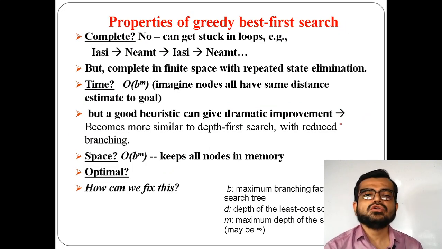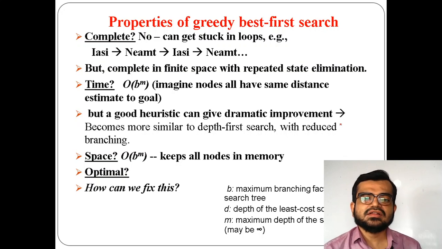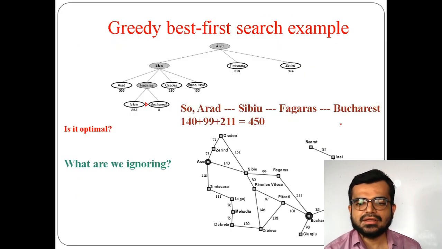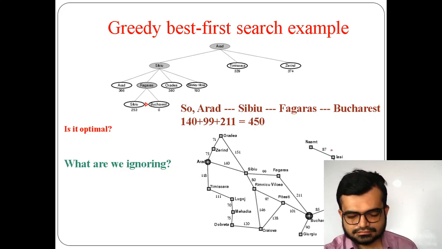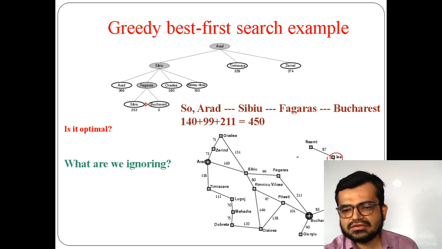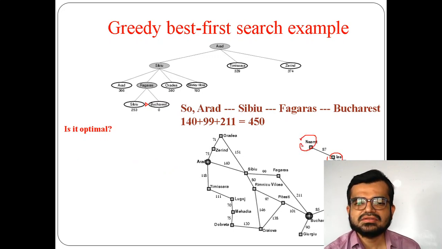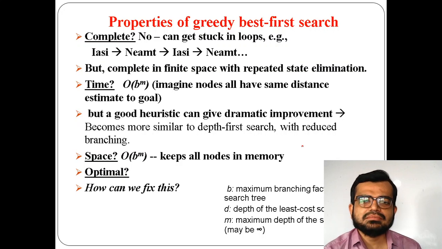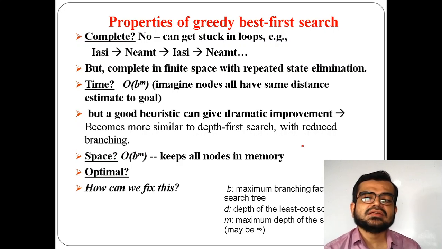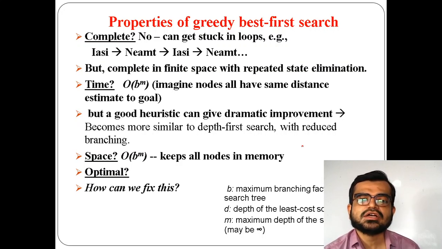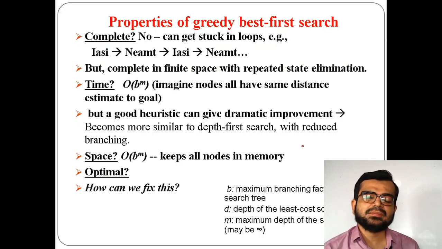The first thing, if you go to the properties of greedy best first search: is it complete? No. Why is it incomplete? Because for example, if you go from this location to this location, what happens? Iasi to Neamt, again Neamt to Iasi, or Iasi to Neamt. So it gets stuck in a continuous loop, an infinite loop. You won't get the solution here. That means in all aspects, it will not give you a complete solution. This is the first drawback of greedy best first search.